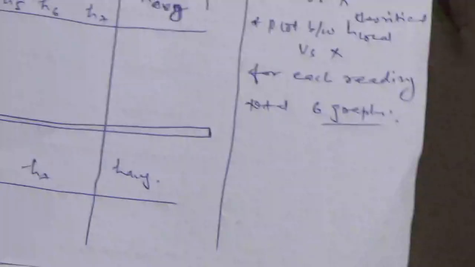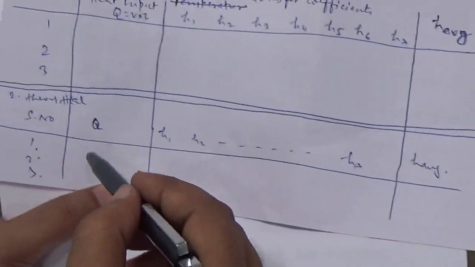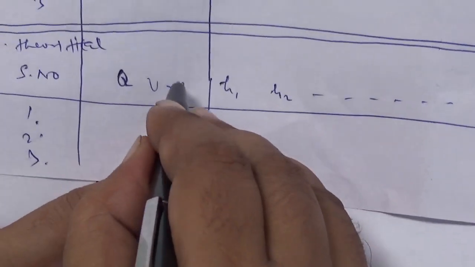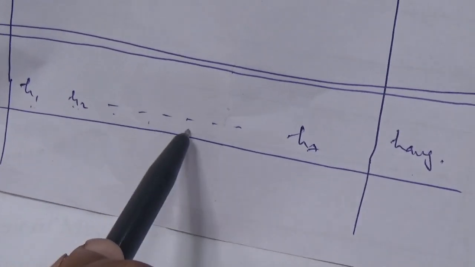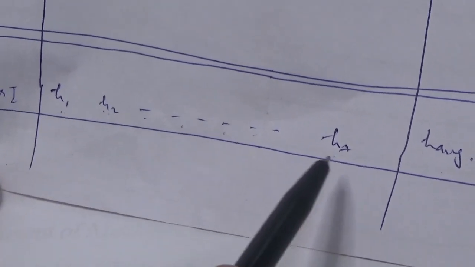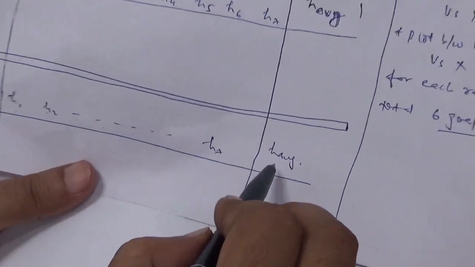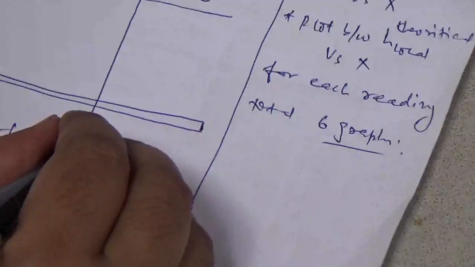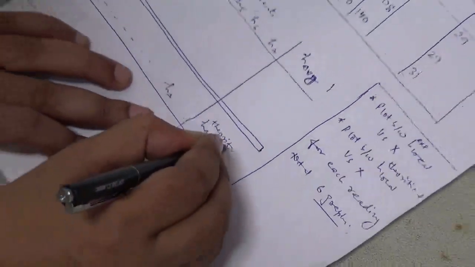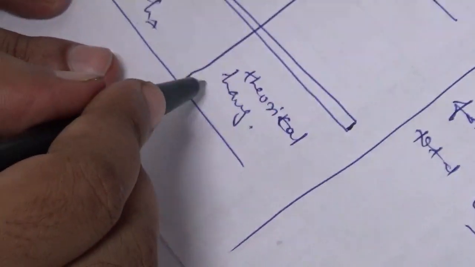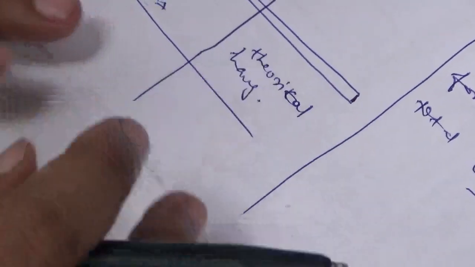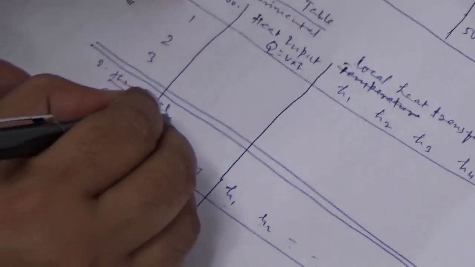This theoretical h will be tabulated in this fashion. This is the serial number, Q is the heat input, V into I, and h1, h2, h3, h4, h5, h6, h7 are the theoretical heat transfer coefficients, which will be found out by using this equation. After that, we will find out the average heat transfer coefficient, the theoretical average heat transfer coefficient. So this is all about the theoretical result table.